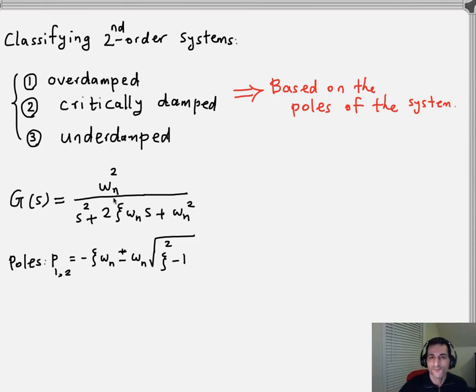So now, how do we define based on the location of the poles? It's going to be very simple. If you find the location of the poles, meaning just the roots of the denominator of this second order transfer function, then the poles are going to be negative zeta omega n plus minus omega n square root of zeta squared minus 1.